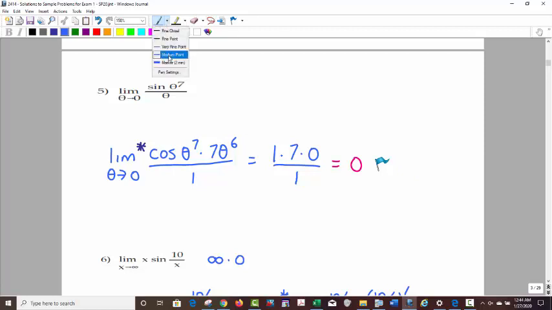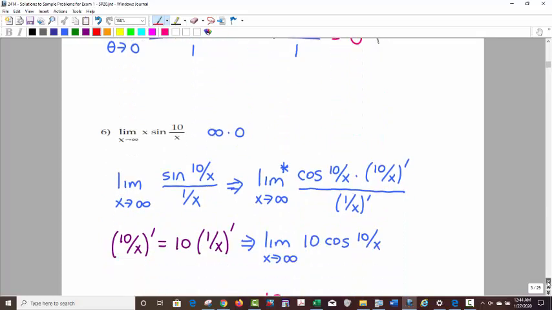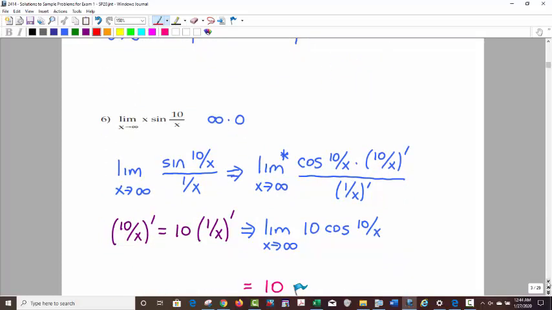All right, so yeah, it's still 0. That's the correct answer. Just miscopied that 1. Nothing happened. The 1 was still 1. So now we're getting into the ones where they multiply, where they're infinity times 0.